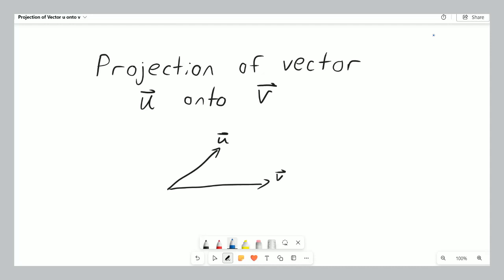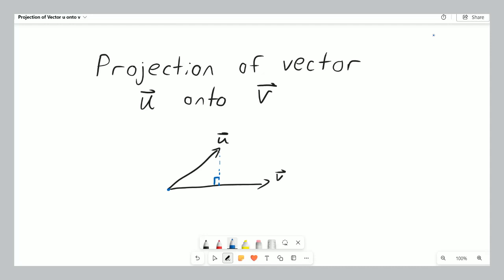So here's what that means. Now the order here matters. We're projecting u onto v, not the other way around. So from v, if we draw a perpendicular line that will touch the end of u, if both vectors u and v are made to start at the same point, there's only one such perpendicular line, and that's what I drew here, the dashed blue line.